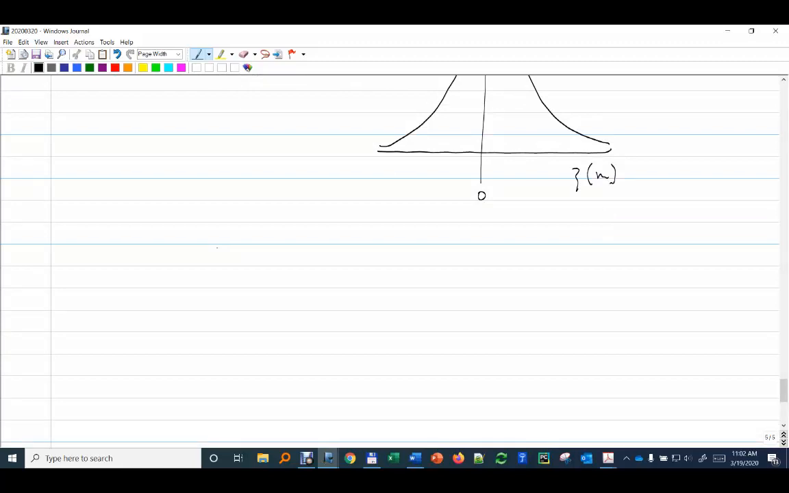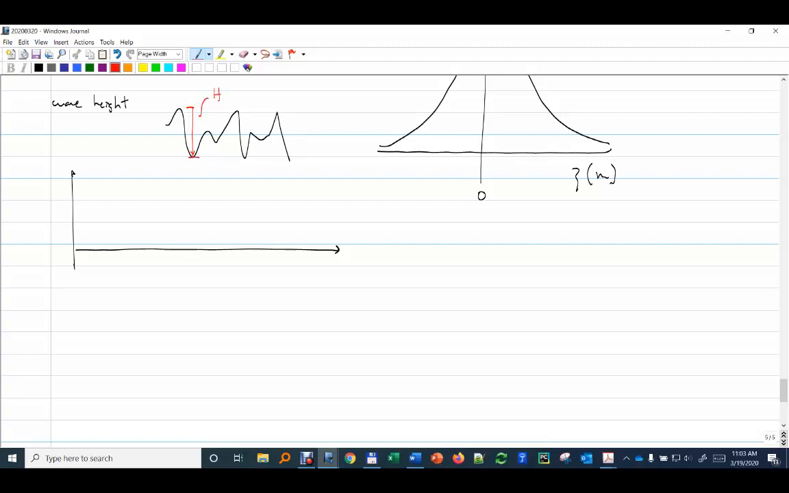But one other indicator that they use instead of wave elevation is wave height. If we look at the wave, the wave height is the maximum distance between a crest and a valley, that is, the distance between two consecutive crests and valleys.